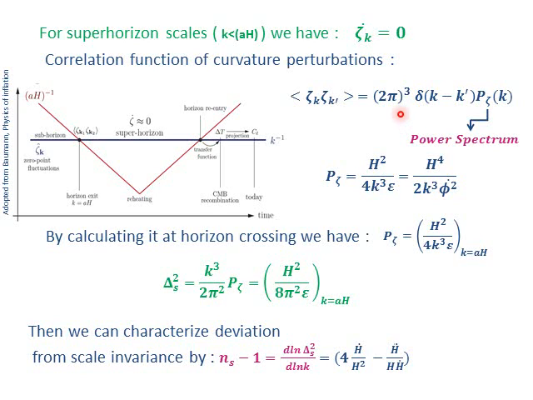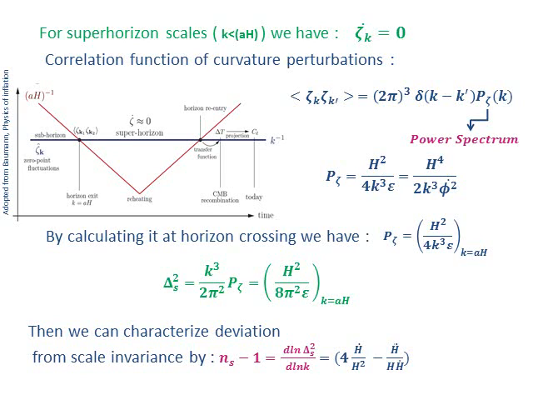The correlation function of zeta first has a delta function, which is just what is expected from translation invariance. It is a delta function of momentum, and then another dependence on k, which we call the power spectrum. The form of the power spectrum is 1 over k cubed times a constant. This constant is H squared over 4 epsilon, and this form of 1 over k cubed is due to scale invariance.